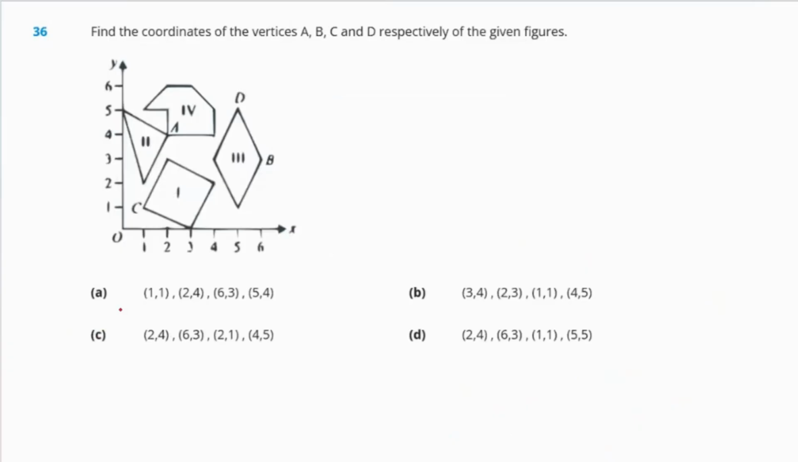Next question: find the coordinates of the vertices A, B, C and D respectively. Here you can see this is a Cartesian system, that is X and Y. Coordinates: first comes X, then Y. We have to find the X, Y coordinates of A, B, C and D. Here you can see point A, and on the X-axis it is starting from 2. So X for A is 2 and the Y-axis is 4.